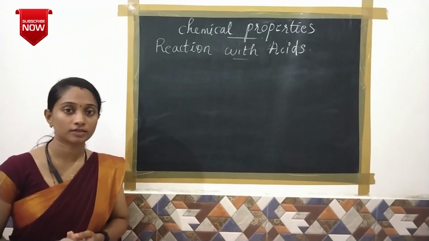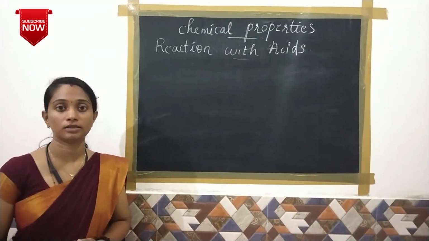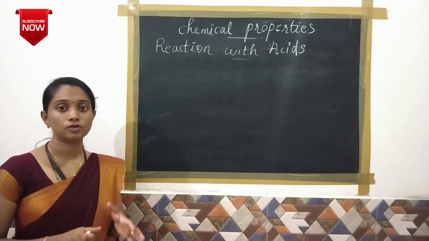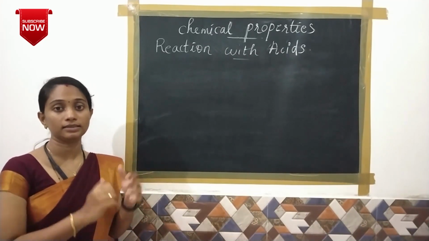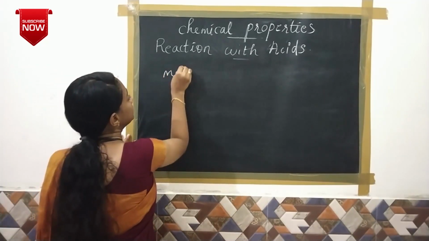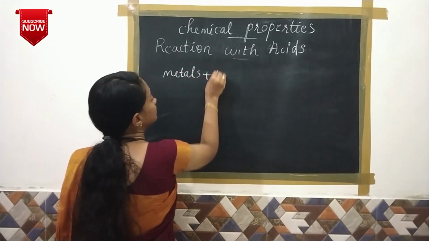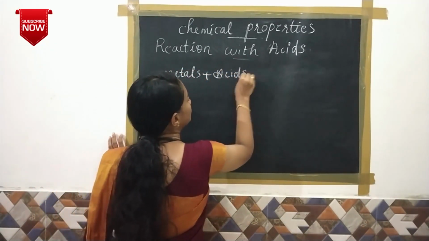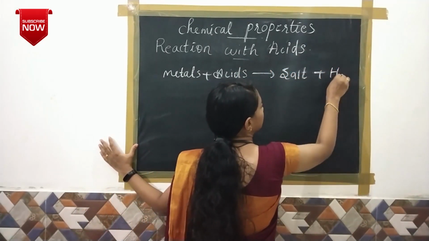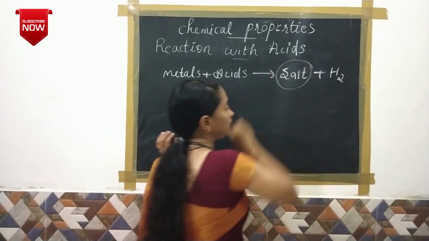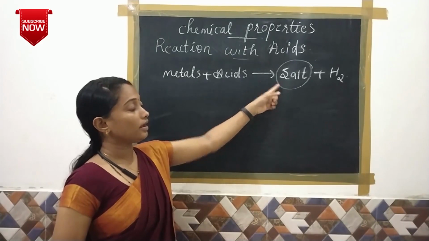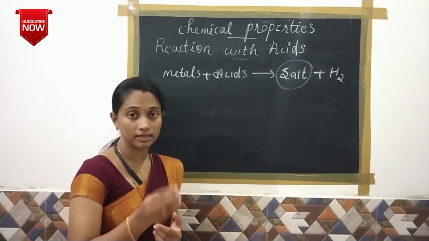And the third chemical reaction is how these metals and non-metals react with the acids. In the case of metals, almost all the metals react with the acid to produce salt and hydrogen gas. And what do you mean by this term salt? Salt is a compound formed when the metal replaces hydrogen in an acid.